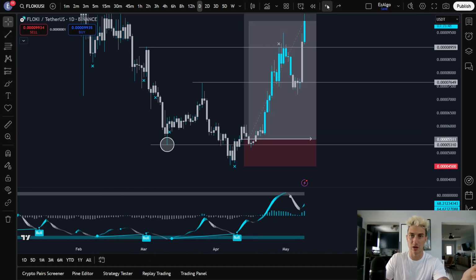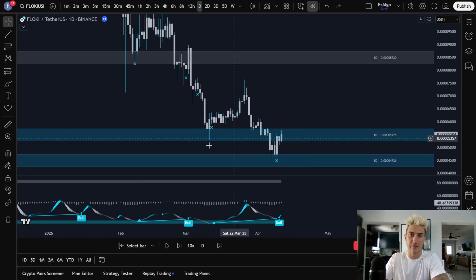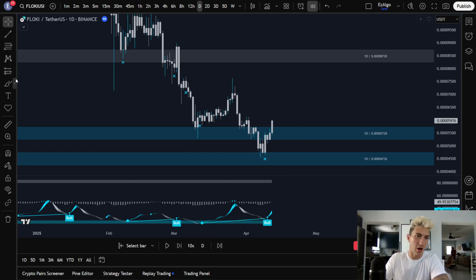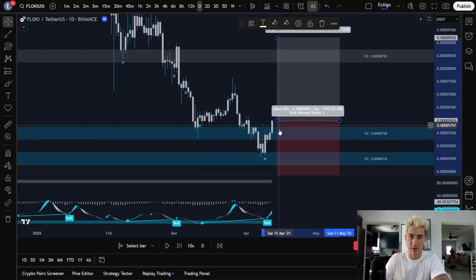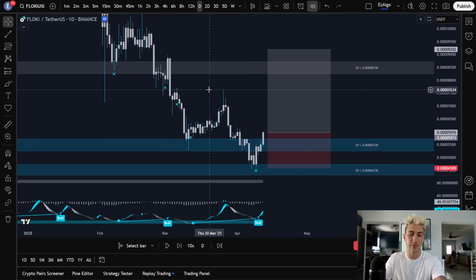So let me go into replay mode here. Okay, so in real time, this is what it will look like. You have your key level, higher time frame support zone. We're waiting for price to reclaim. On this candle, we reclaim that zone. Enter the long position, stop loss at this low. And then you just set your take profits and that's it.